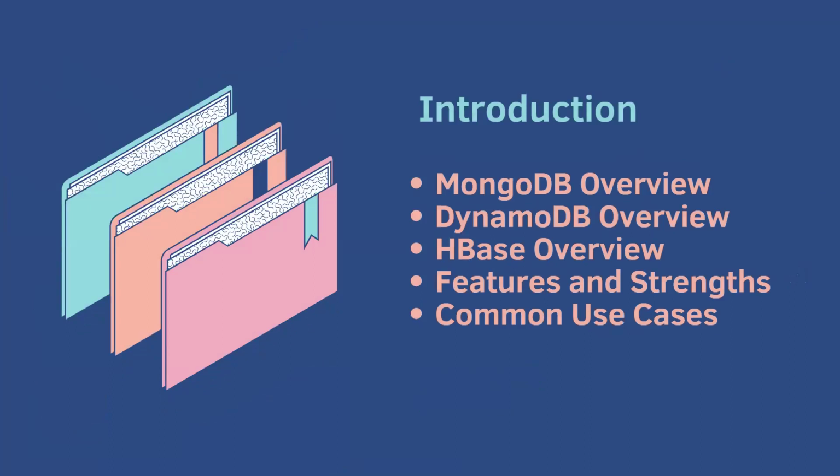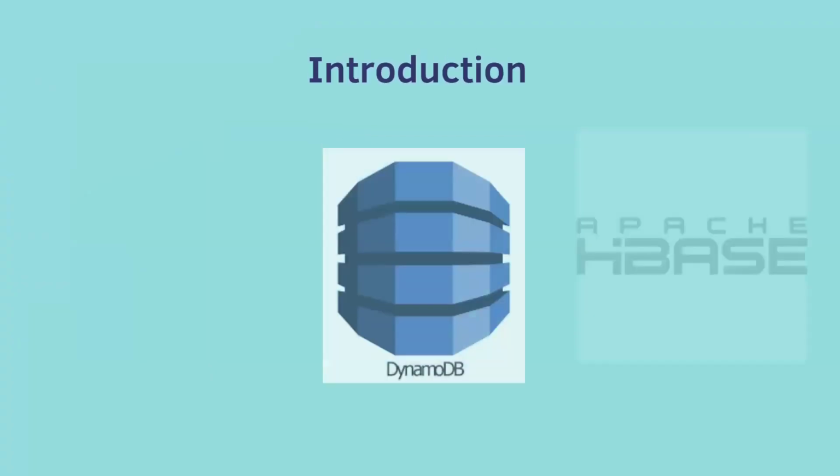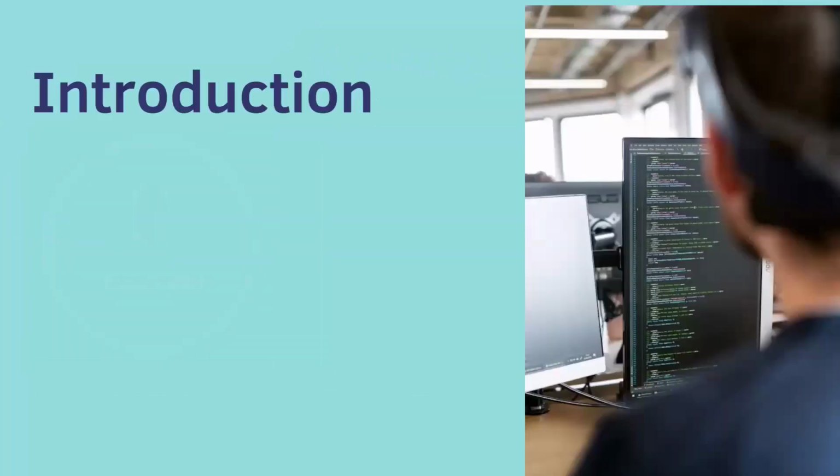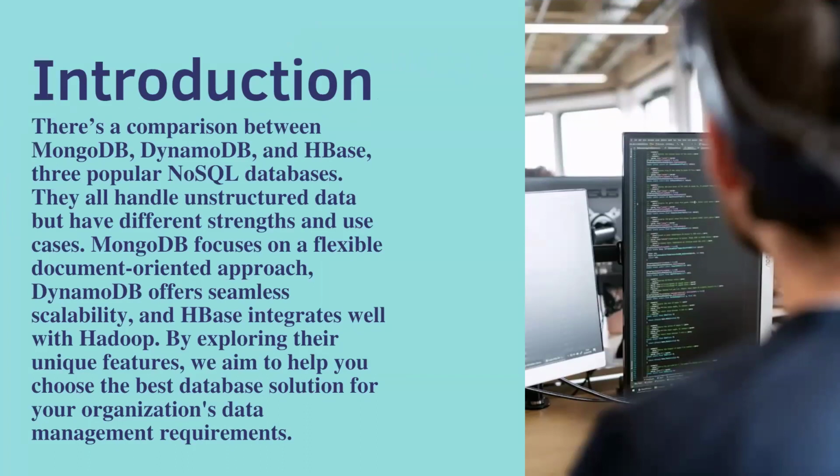So these are the topics which we are going to talk about. While all three serve the purpose of handling unstructured data, they have distinct features and use cases that make them suitable for different scenarios. We'll explore the unique strengths and applications of MongoDB's document-oriented approach, DynamoDB's seamless scalability, and HBase's integration with the Hadoop ecosystem. By the end, you'll gain invaluable insights into choosing the ideal database solution for your organization's data management needs.